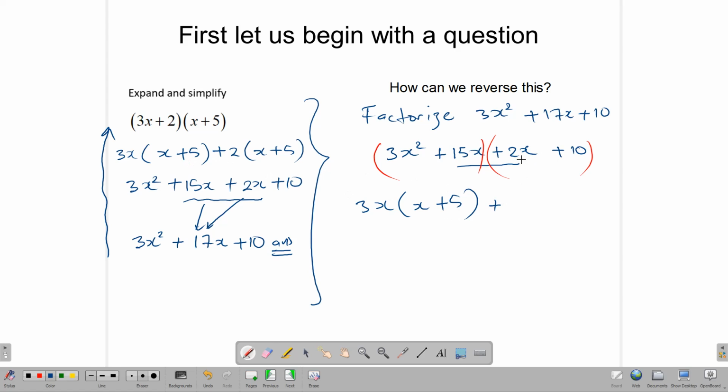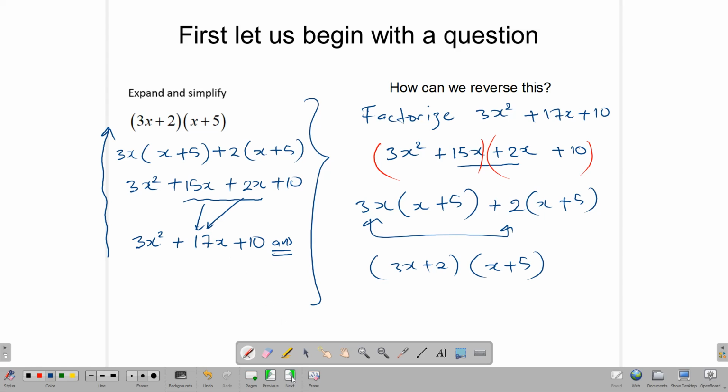And now look at these two. What can divide these two is 2. So we divide them by 2, and we get x plus 5. Then to finish it up, we simply take these two and put them in a bracket by themselves, which gives us 3x plus 2, and write back one of our other brackets, and we would have reversed it.